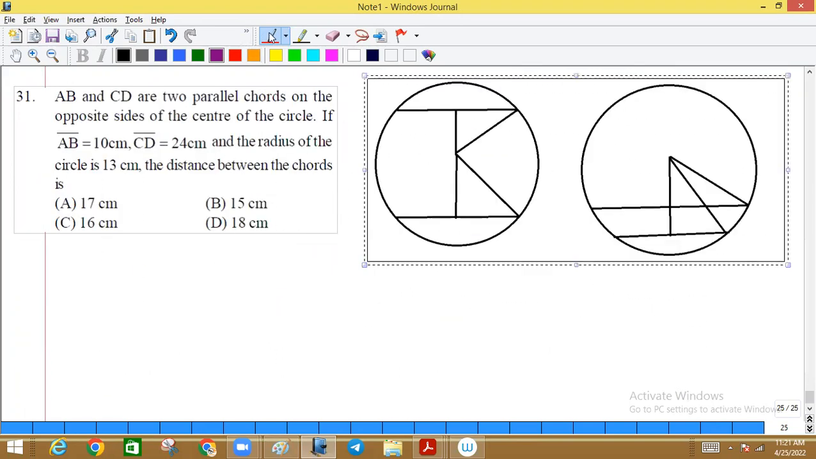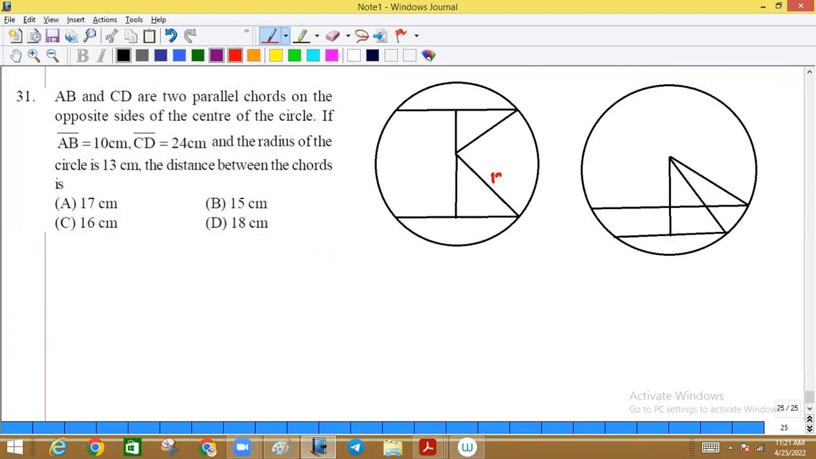See there. Radius is 13 and 13. Half of the chord is 5 and half of the chord is 12. Tell me, according to Pythagoras rule, what is the third side? 12. What is it? 5. Therefore, what is the distance between the two parallel chords here? Distance between the two parallel chords is 12 plus 5, if they are on opposite sides.